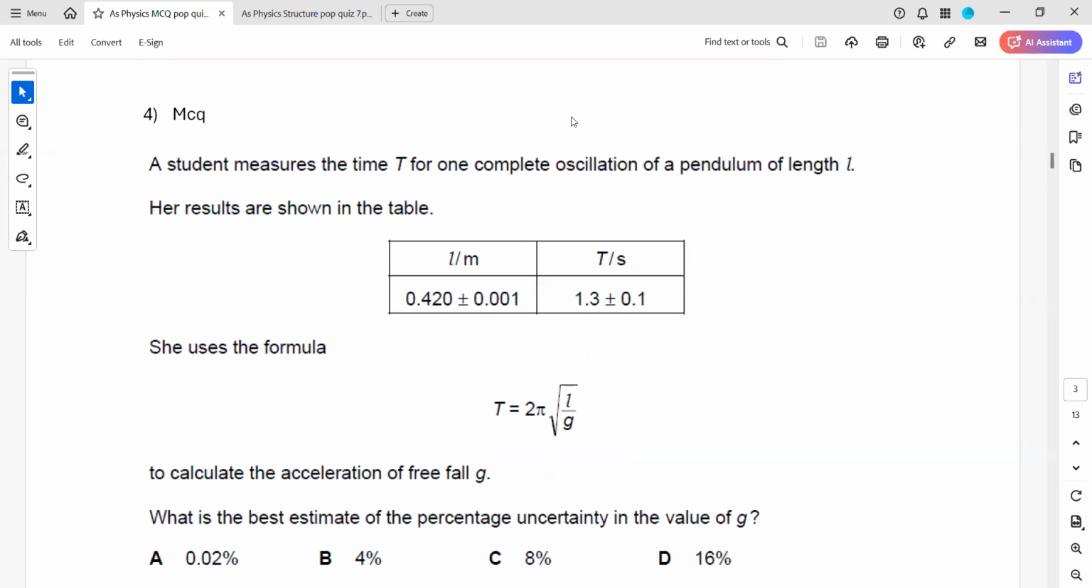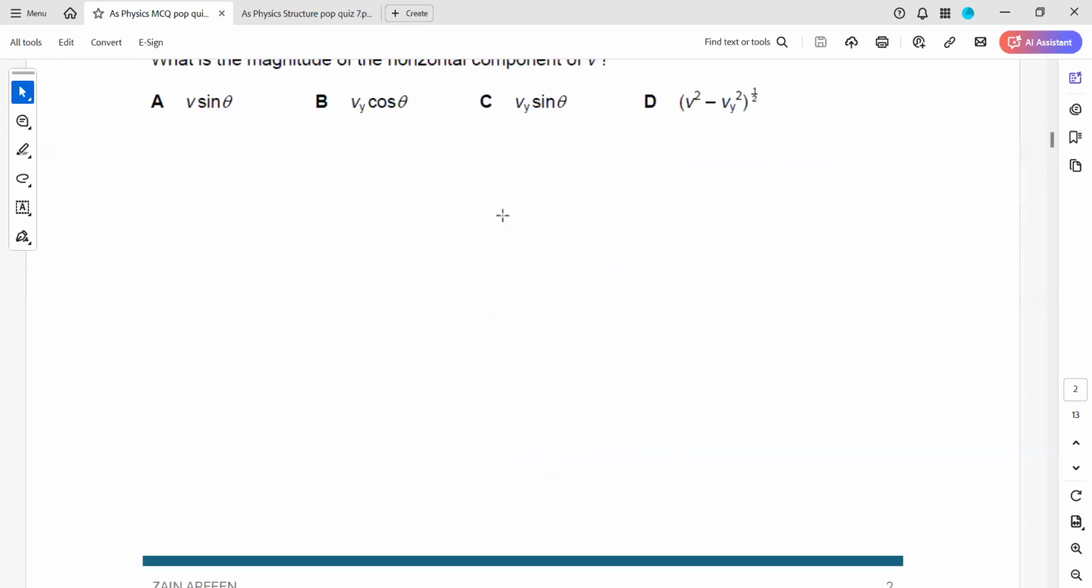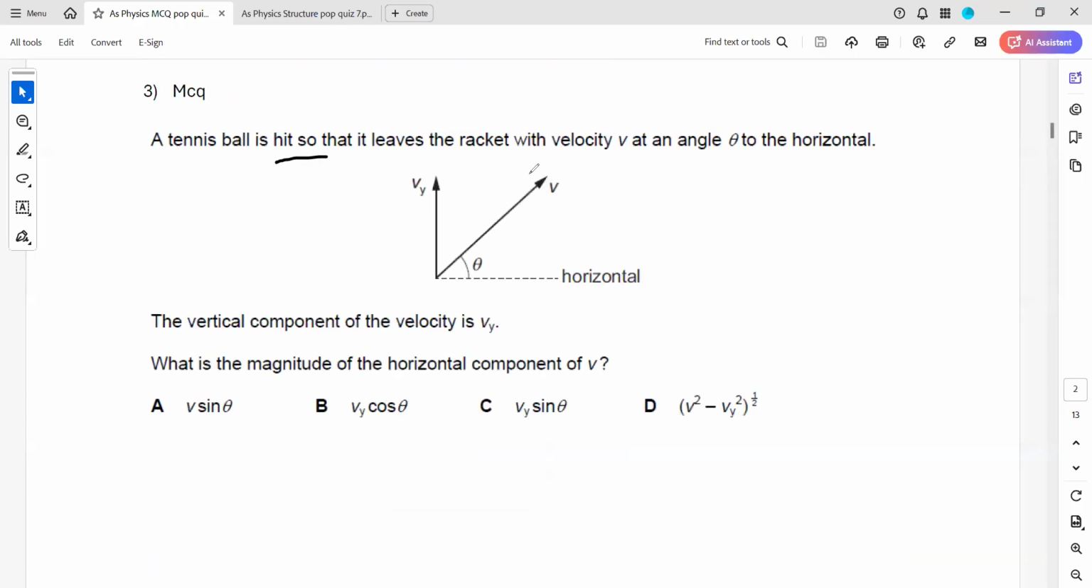Question 3. And question number 3. A tennis ball is hit so that it leaves the racket with a velocity v at an angle of theta to the horizontal. The vertical component is Vy. What is the magnitude of the horizontal component? How can we work out the magnitude of the horizontal component?